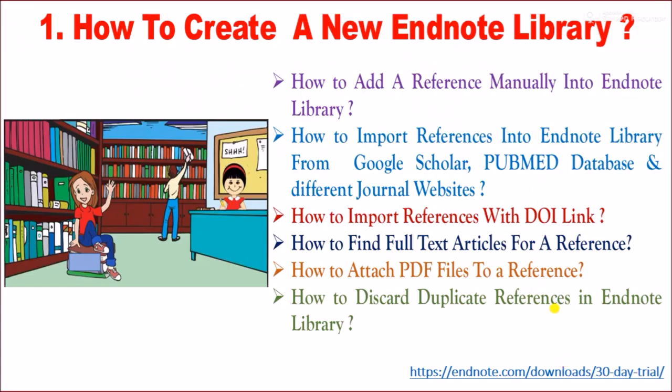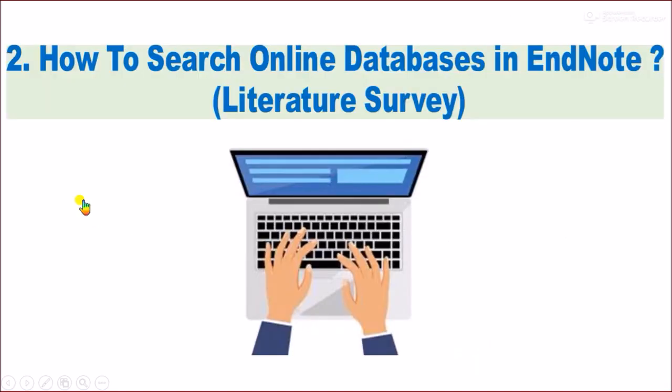Okay, so far we have created a new Endnote library and imported references from different databases and the manual method. We have seen how to import references with the DOI link, how to find full text articles for your reference, how to attach PDF files to your reference, and how to discard duplicate references in the Endnote library. Next, how to search online databases in Endnote. We know that Endnote software is an online search tool. That means we can use this software to get literature. Let's see how to search online databases in Endnote.